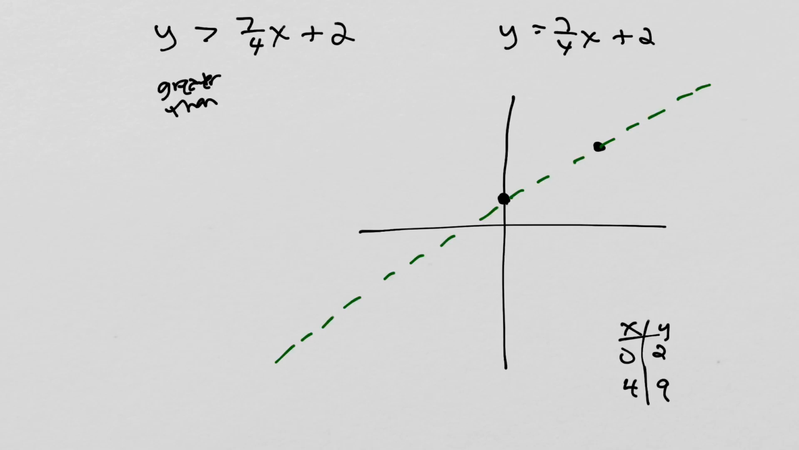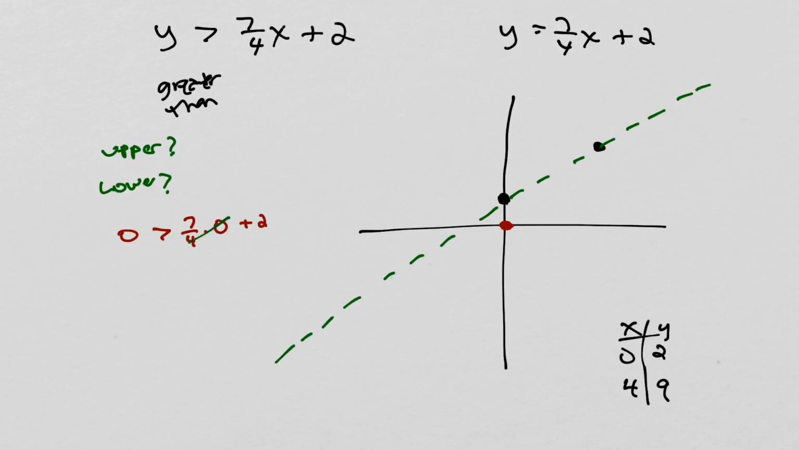And now let's do the same thing. Do I want the upper region or do I want the lower region? Well, let's pick a point and plug it in and see what happens. For instance, if I pick (0, 0), which is always easy to use if it's not on the line, we get 0 for y is bigger than, not equal to, but strictly bigger than 7 over 4 times 0 plus 2.